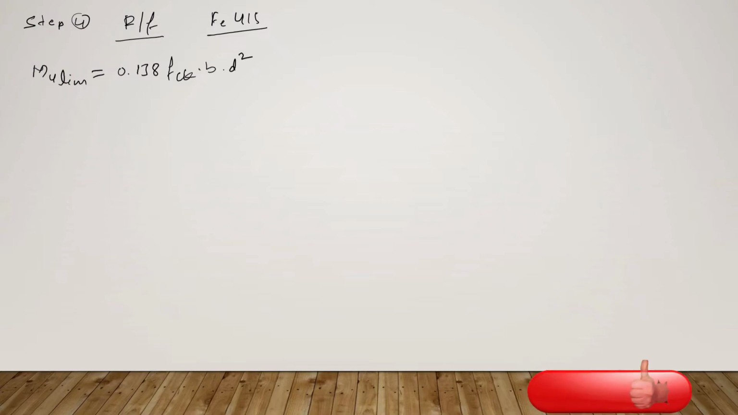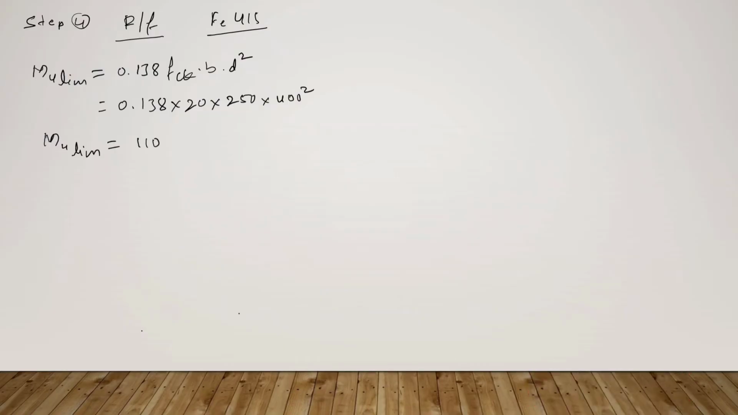Step 4, reinforcement calculation. Mu limit for Fe 415 is 0.138 fck b d square. 0.138, fck is 20 Newton per mm square, b is 250, width of the beam, and effective depth is 400 square. Mu limit is 110.40 kilonewton meter.